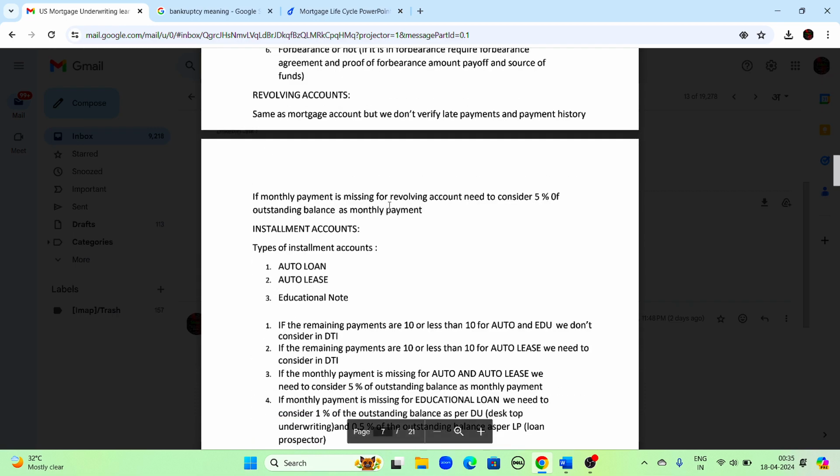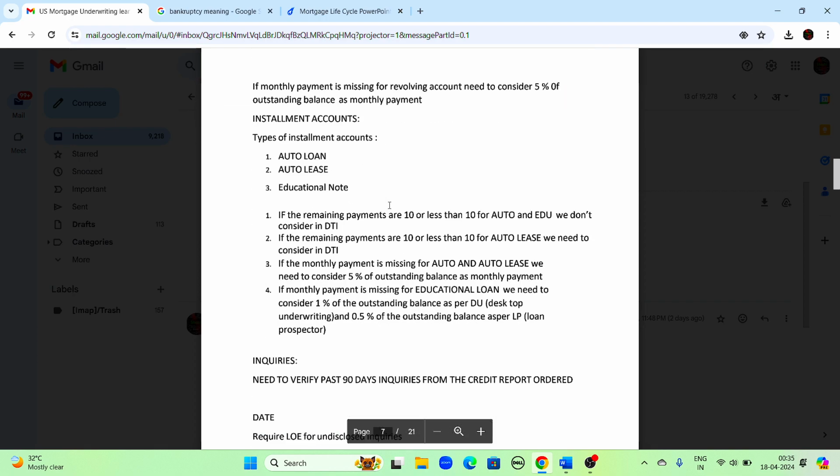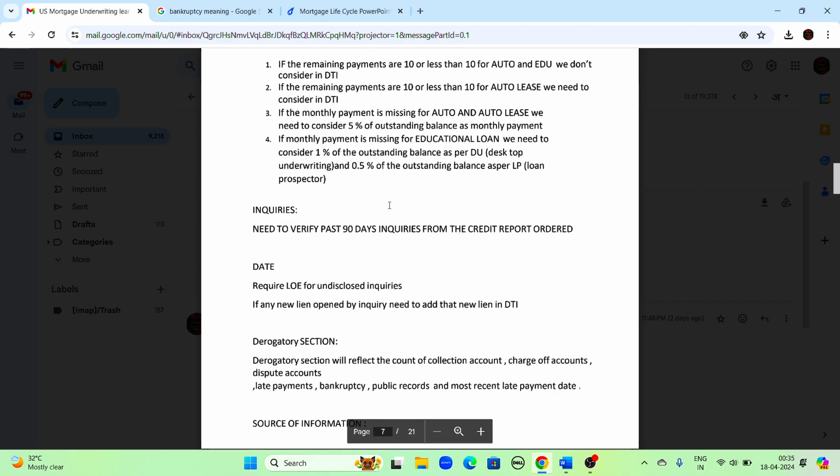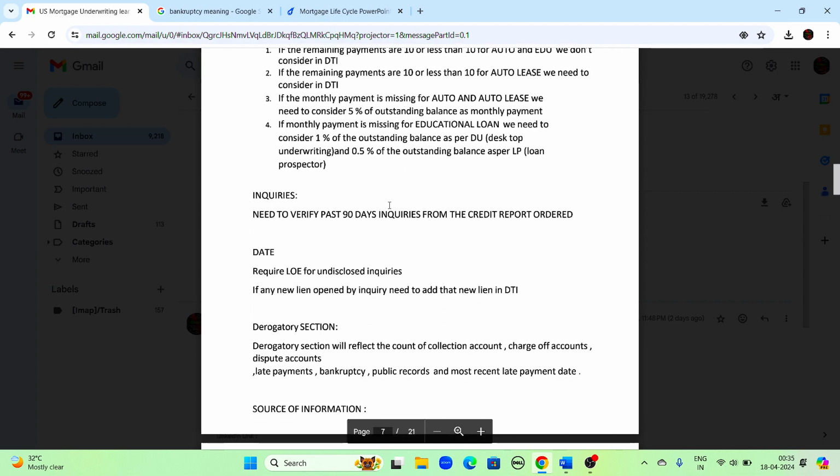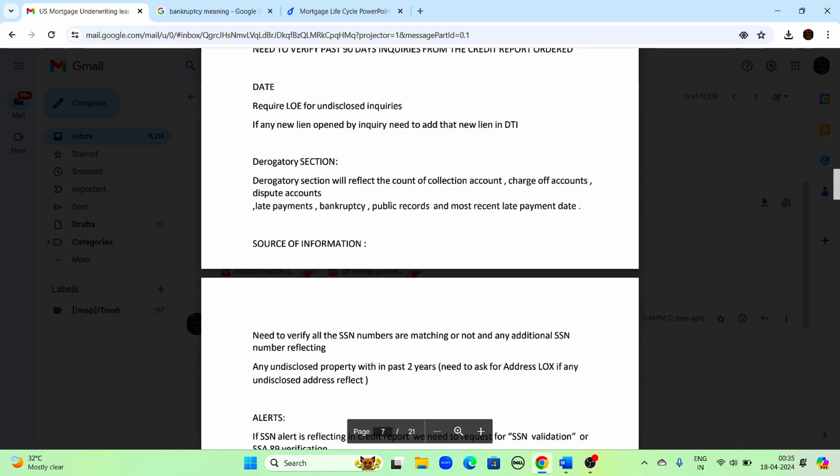Revolving accounts, same as mortgage account, but we don't verify late payment and payment history. Installment account, what are the types? Auto loan, auto lease, educational note. Inquiries.